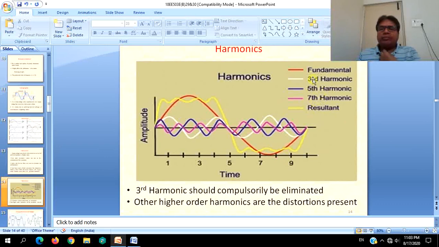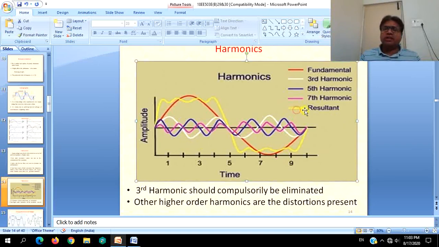Here only odd harmonics are shown, even harmonics are nullified. The red line shows the actual, that is fundamental, output voltage. Third harmonic, light one, white one, 3 full cycles. Fifth harmonic, blue, 5 full cycles. Seventh harmonic, violet, is 7 full cycles. So in this output voltage, all these harmonics, that is 3, 5, 7, all are existing at the same time.